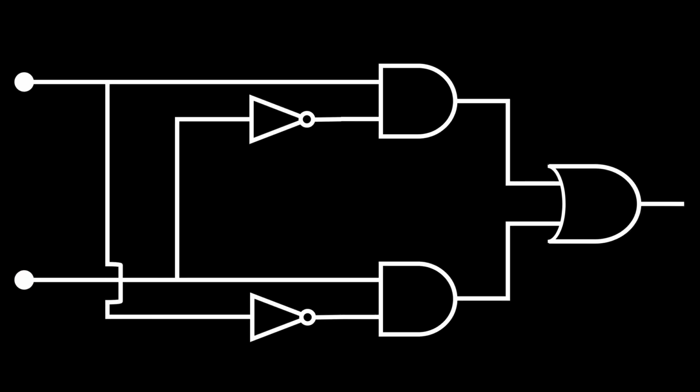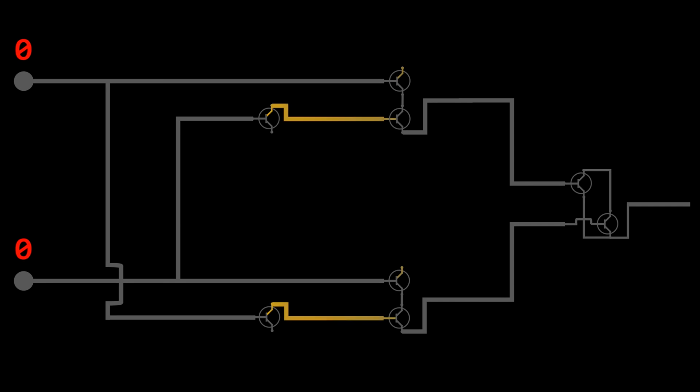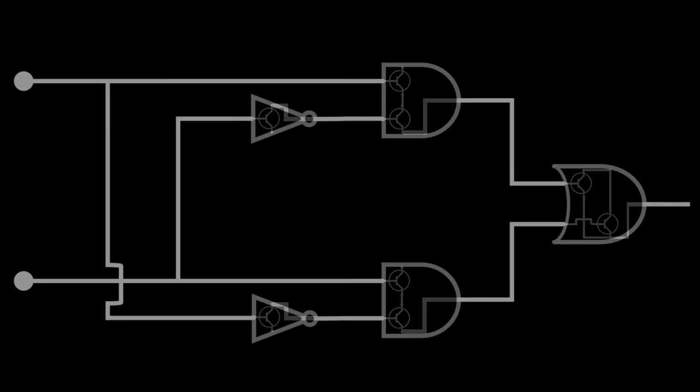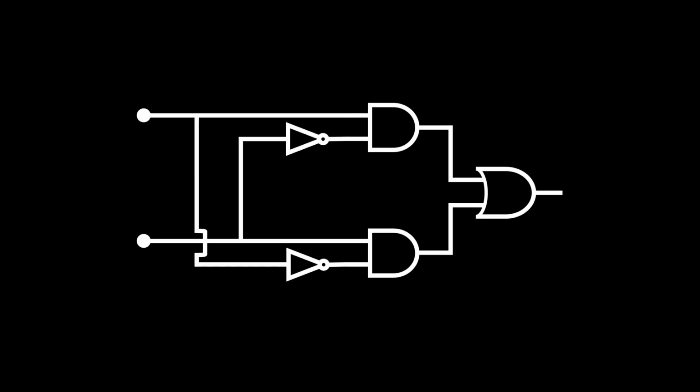This is where we begin to see the power of abstractions. While this setup is ultimately composed of transistors, it's much simpler to understand what's happening by thinking in terms of logic gates. This circuit is known as an XOR gate, and it is also very important in computer science, so it has its own symbol.